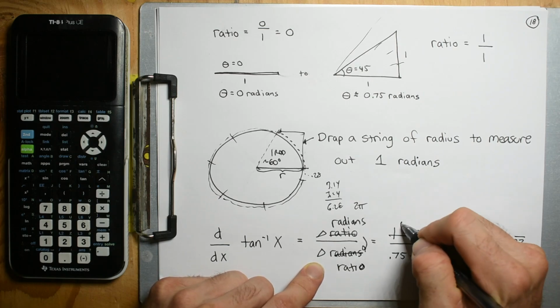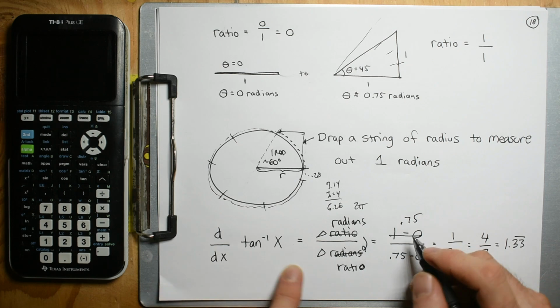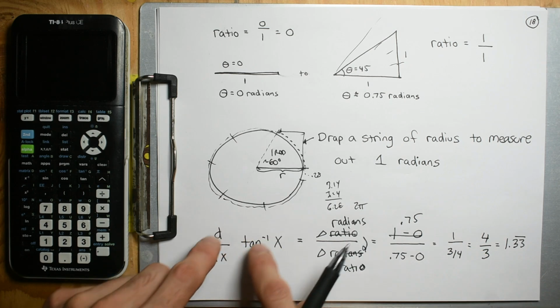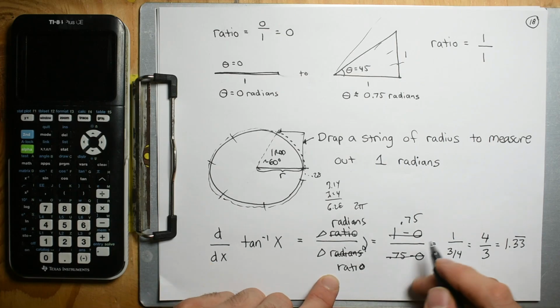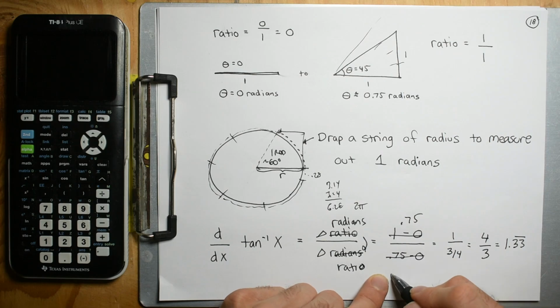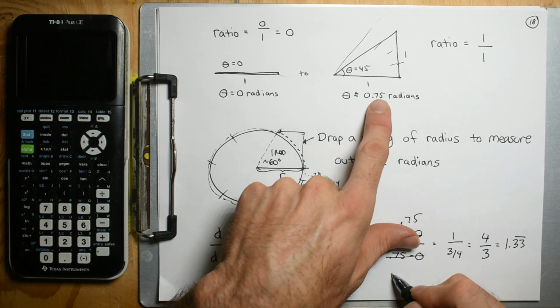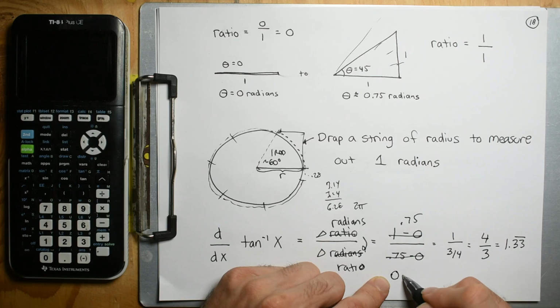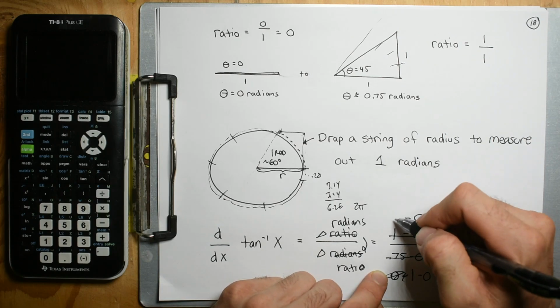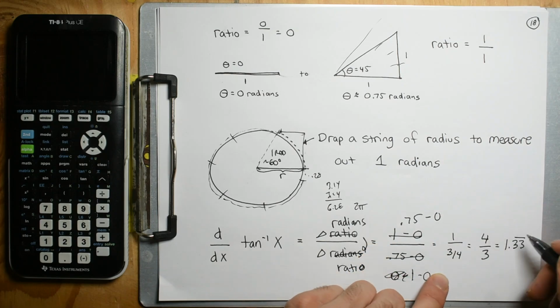Ratio's on the bottom, so we have 0.75 on top. Unless I'm messing this up. No, this is the change in the output. The output's the angle, change in the ratio. I had it written right here. The ratio changed. The ratio went from 0 to 1. 1 minus 0, and this was 0.7 minus 0.